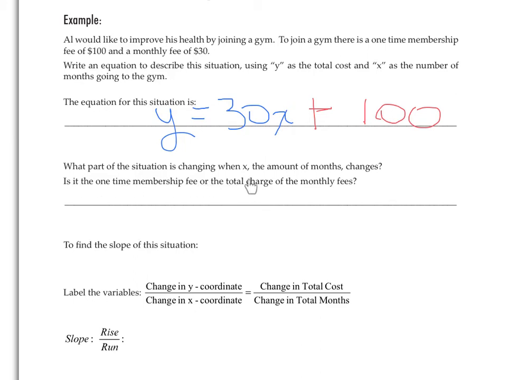What part of the situation is changing when the amount of months changes? Well, this part is changing. Is it the one-time membership fee or the total charge of the monthly fees? Which is it? Well, it's the monthly fees right here that are changing. So that's how we're going to answer this. The monthly fees are the part that's changing because this is the part that involves the slope.